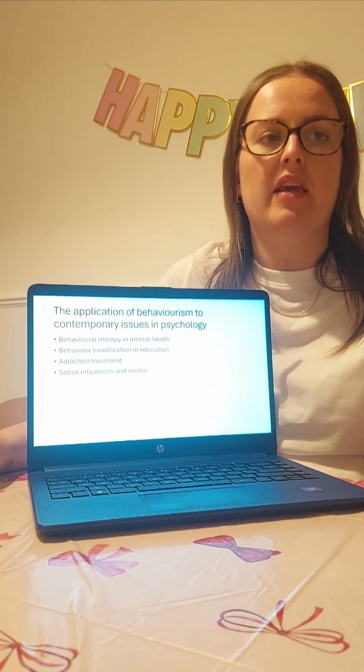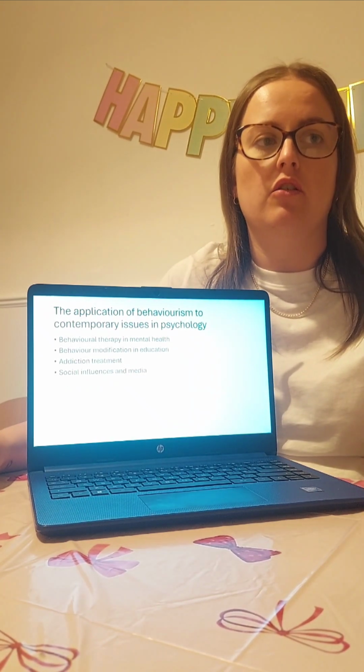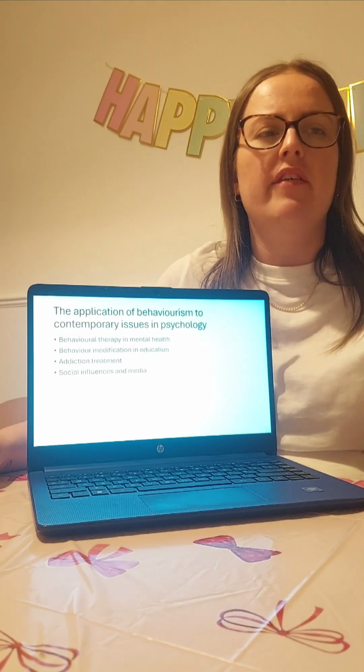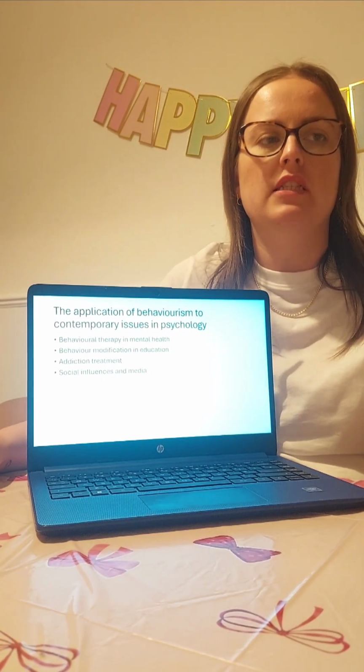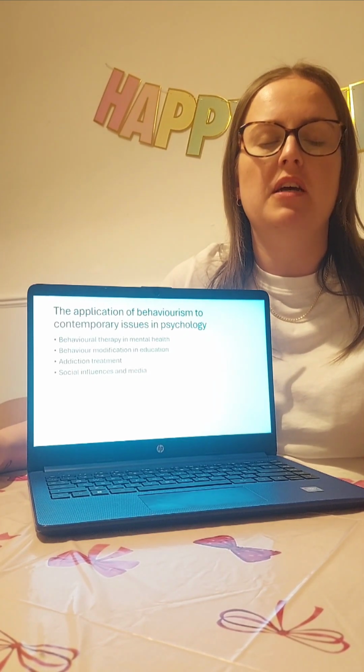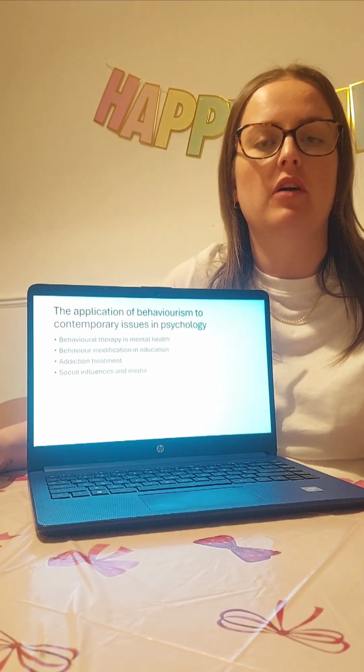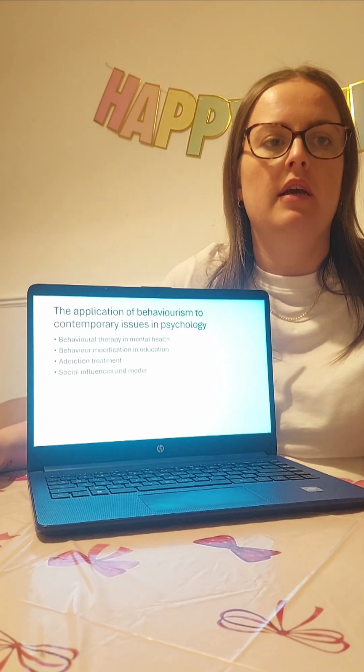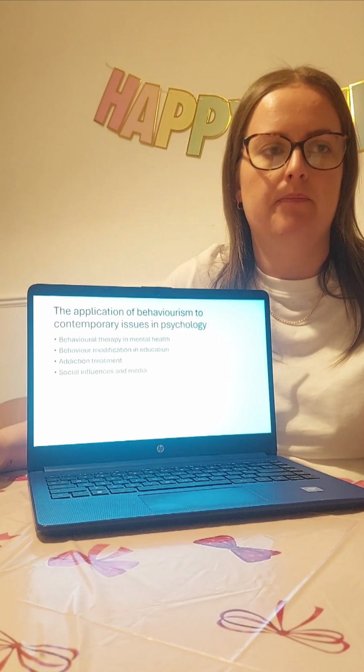The application of behaviourism to contemporary issues in psychology. Behaviourism has had a significant impact on contemporary issues in psychology, especially in areas such as education, mental health, and social influence. Here are some ways in which behaviourism is applied to contemporary issues in psychology.